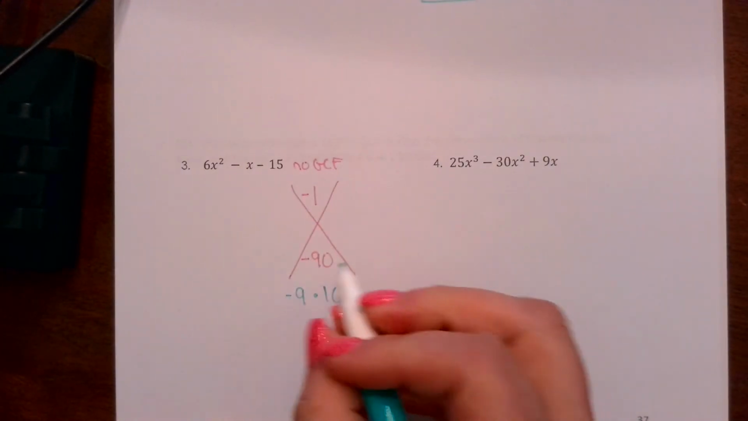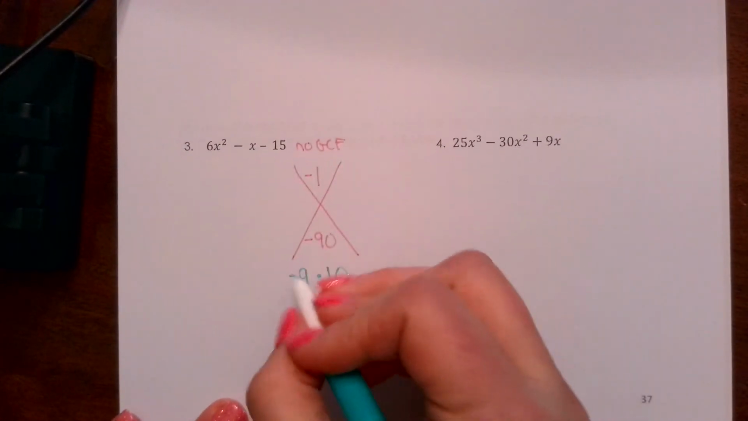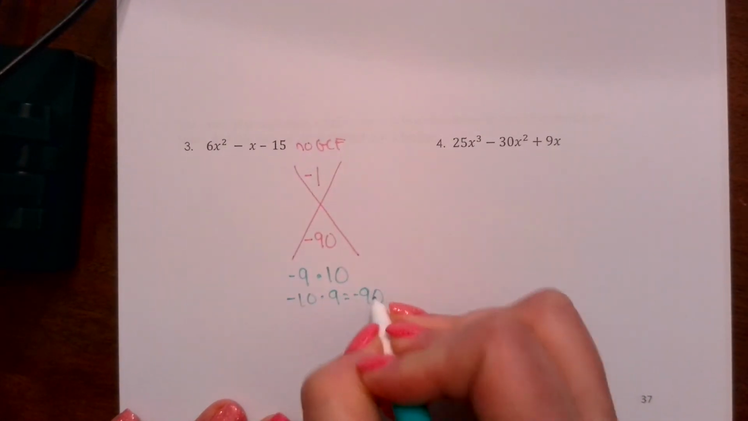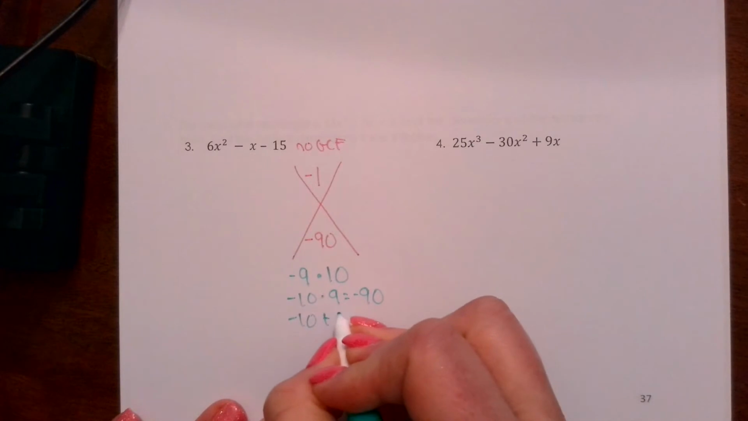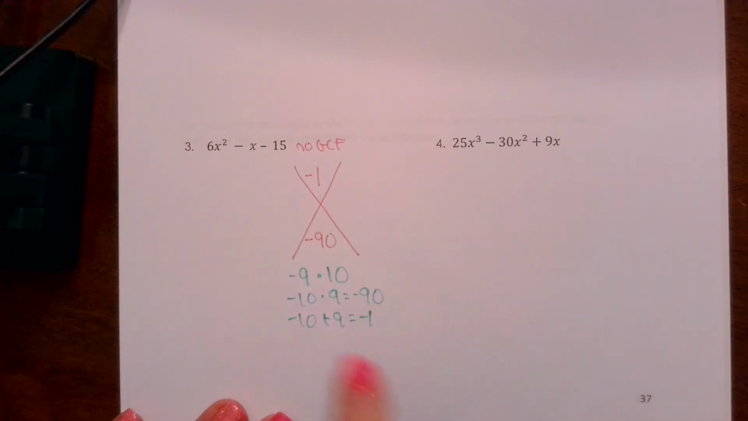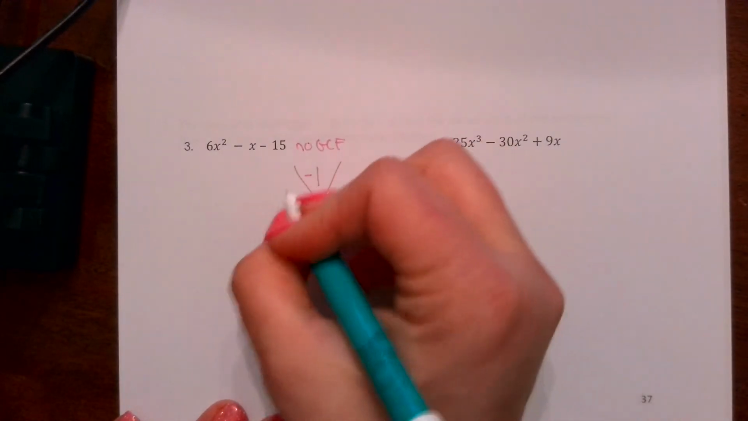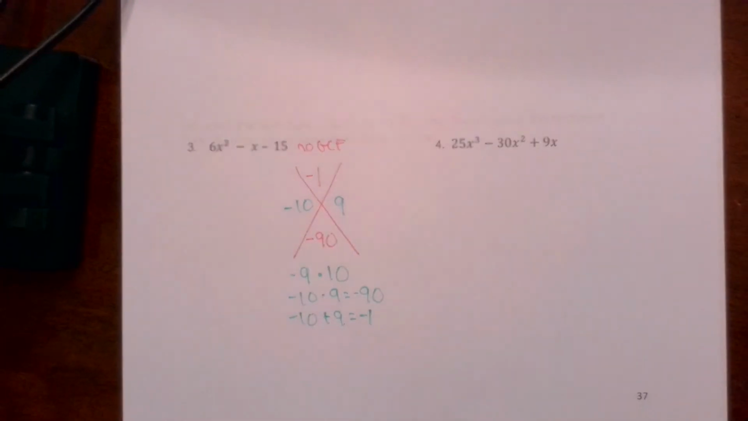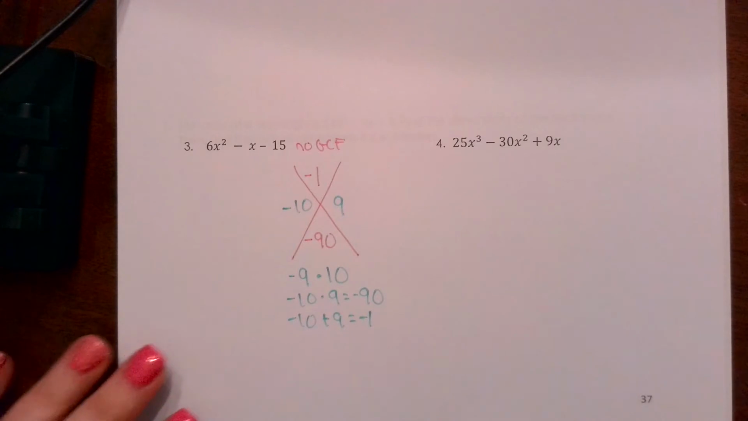If it's negative 9, then I'm going to get a positive 1. But if I do negative 10 times 9, that equals negative 90. And negative 10 plus 9 equals negative 1. So I found those two factors that I need. Okay, now I want to rewrite this.